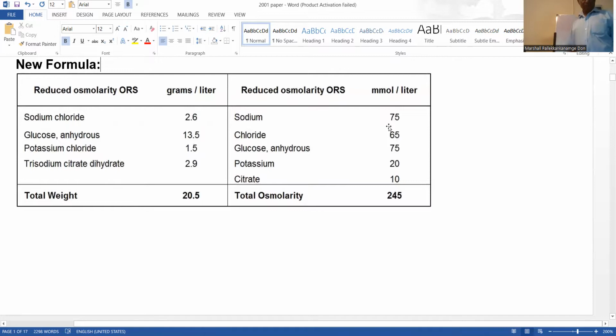The new formula is a little different. This has a low osmotic pressure. So it has sodium chloride 2.6 and glucose. Potassium chloride is the same amount in both old and new formulas. Trisodium citrate is a little different. So this is the formula. This also you have to remember.